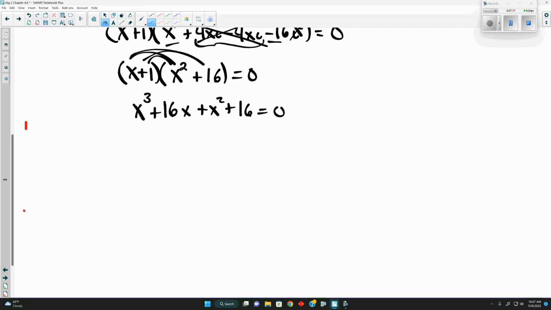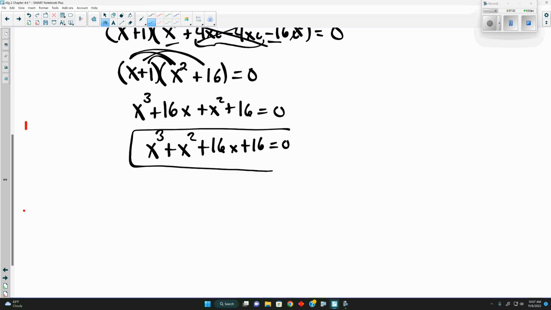Any questions on this here? Are there any like terms? No, but we'll go on and write it in standard form, which would be x cubed plus x squared plus 16x plus 16 is equal to 0, or we can just say x cubed plus x squared plus 16x plus 16 is our function. Either one works.